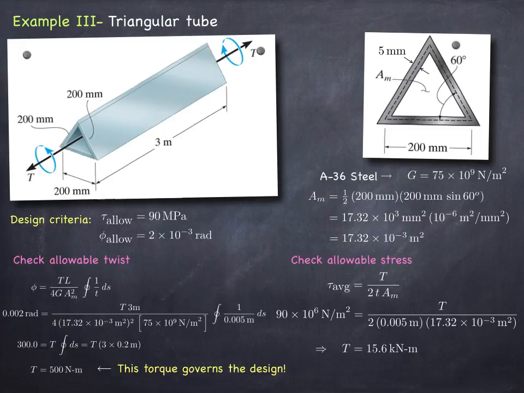So this concludes our discussion on the torsion of circular as well as non-circular shafts, with some detail given on the derivation of thin-walled members under applied torque.